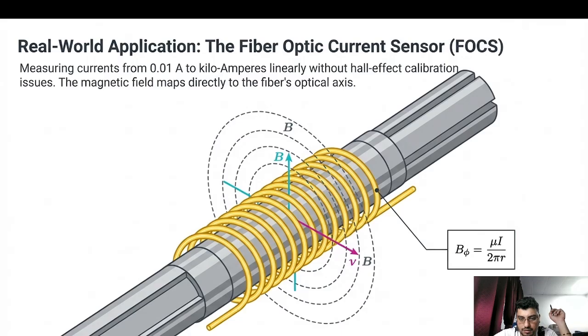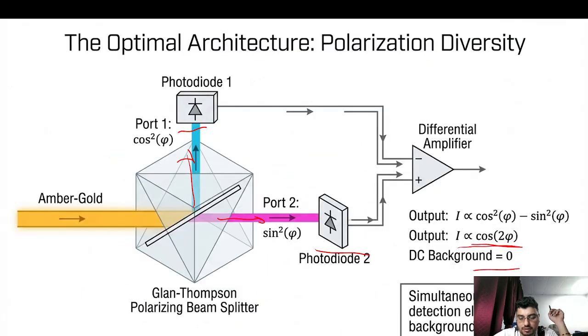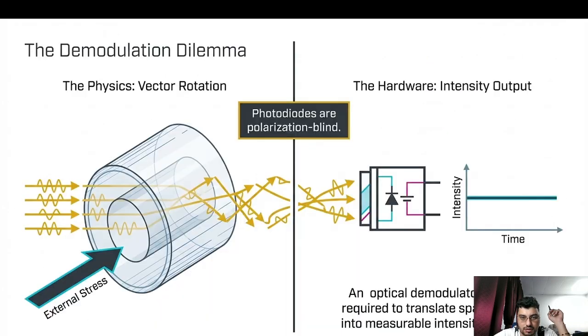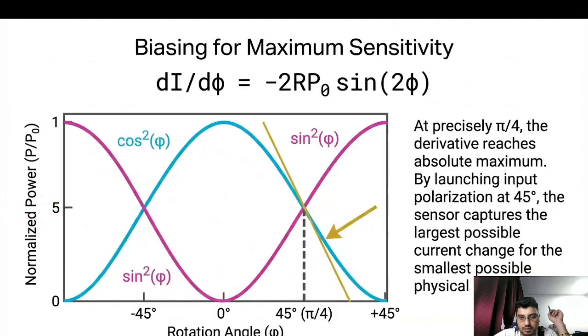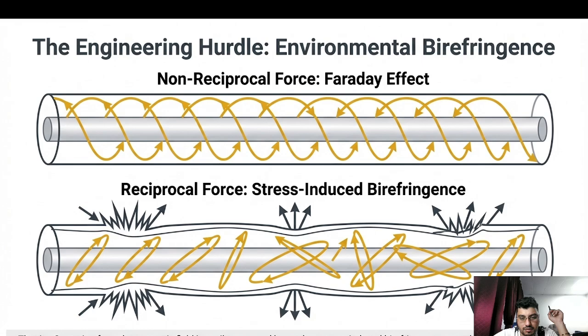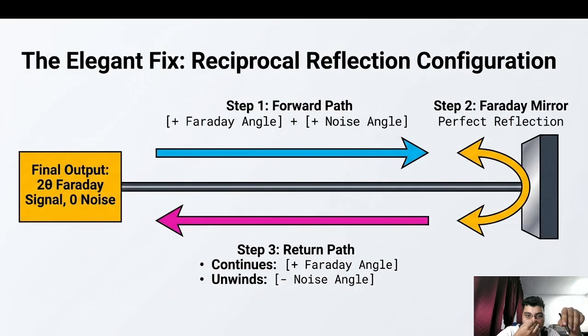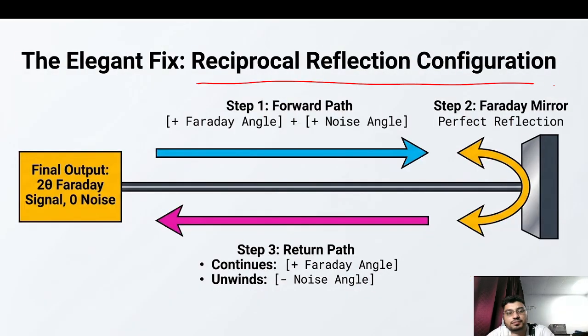Here we discussed the reciprocal reflection configuration. Faraday angle positive plus positive noise angle, then once reflecting, the Faraday angle is positive and the noise angle is negative, both becoming the final 2 Faraday, and the noise is 0.